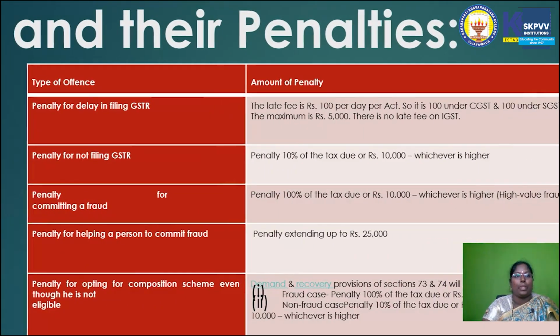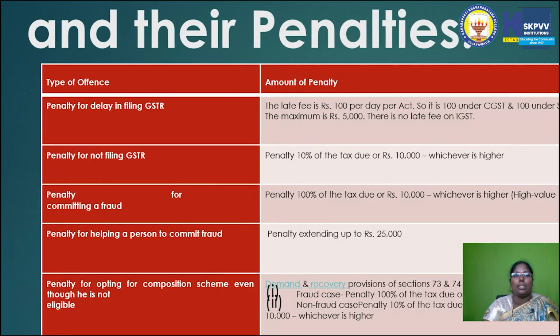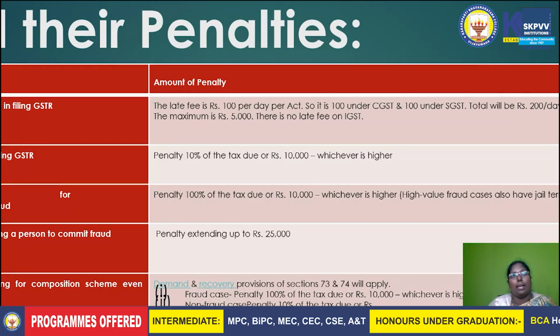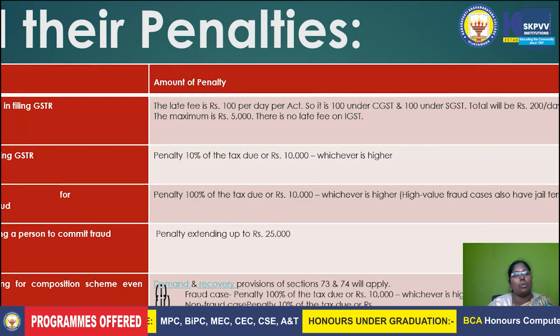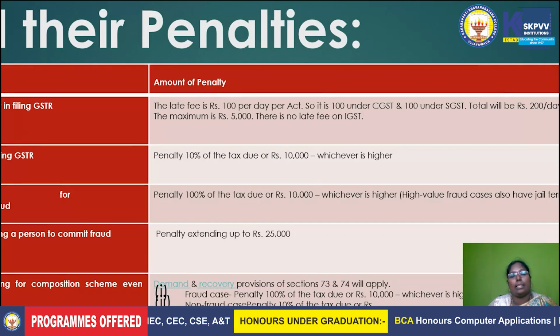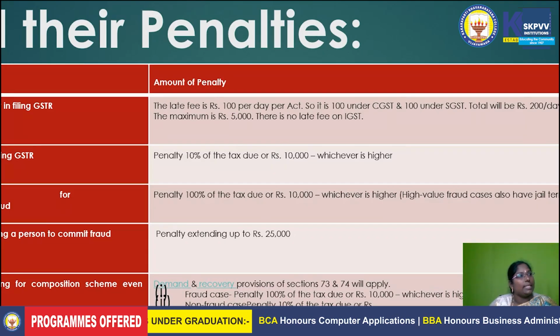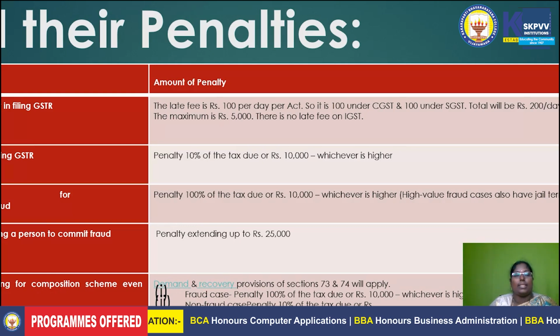Next, penalty for helping a person to commit fraud. The first one is committing a fraud in a particular task. The next one is helping in committing the fraud. For example, there are no real purchases, but some sellers give the opportunity to take input tax on purchases anyway. This is also a fraud. For this kind of transaction, there is a penalty of 25,000 rupees.